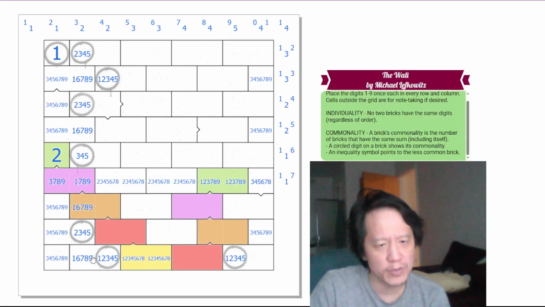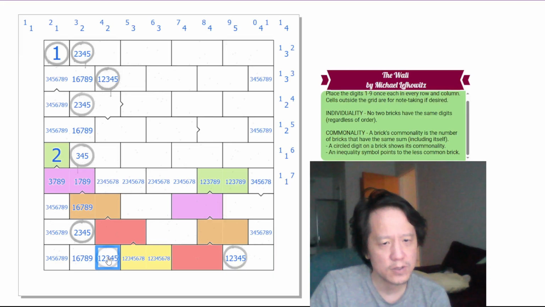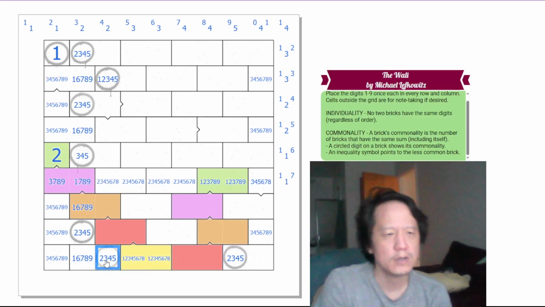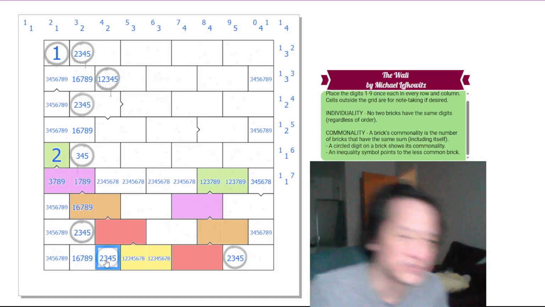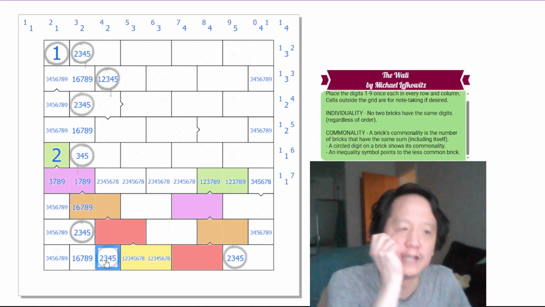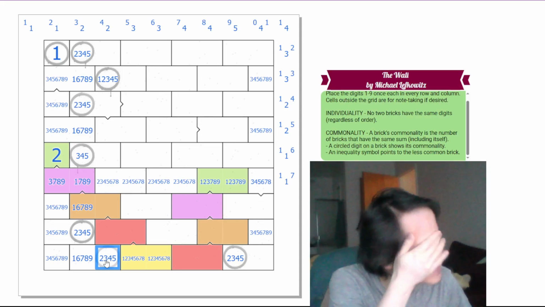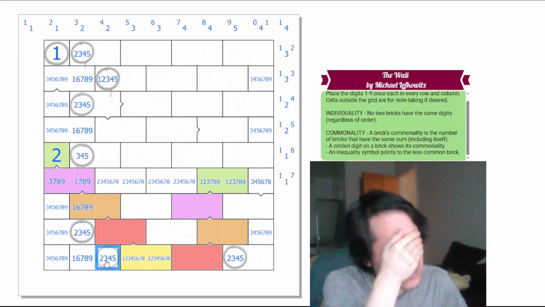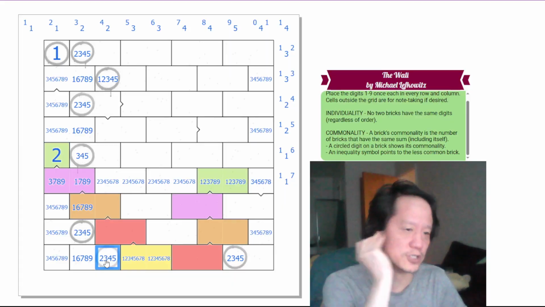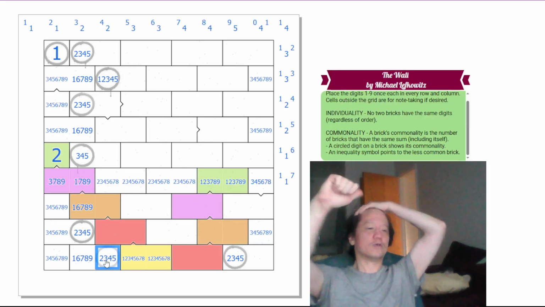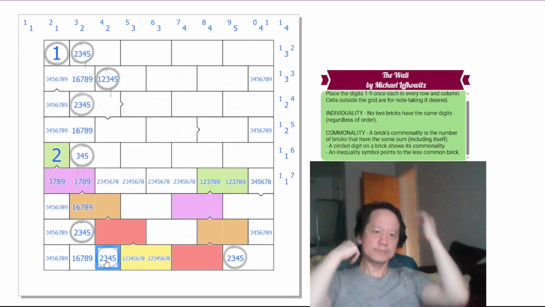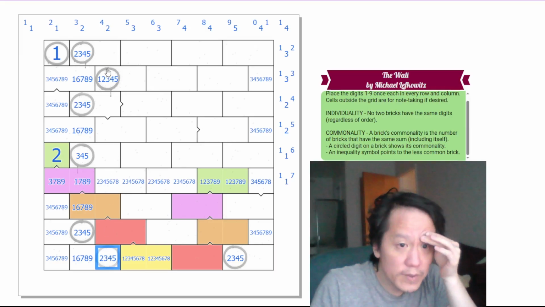Well, 1 can't be commonality 1 here, because then that would be... Yeah, you can never have a 2-digit number which has commonality 1 with the circle in there, because that would mean that 1 and another digit is common throughout the puzzle only once. But we know every single combination of unique digits must be formed for a single-cell brick, or 2-cell brick. This can't be 1 either.